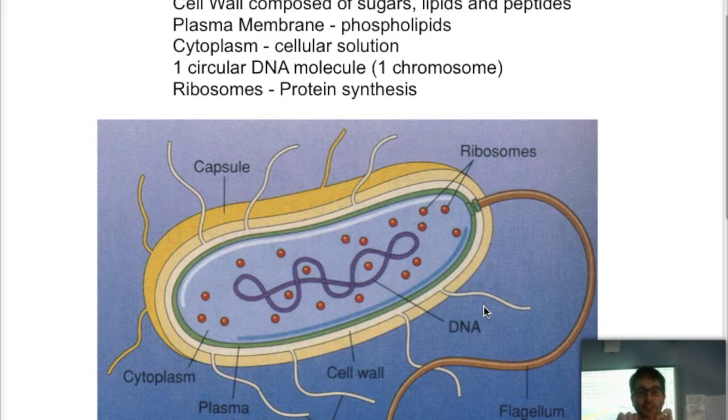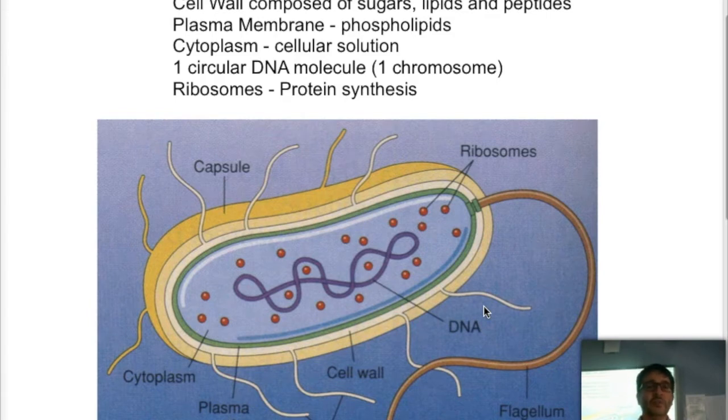You have a plasma membrane, which is actually composed of phospholipids, and that's really what most closely envelops the cell. The cytoplasm is the liquid part of the cell, and it's the cellular solution where all the reactions and processes are taking place. And it contains one circular DNA molecule as a form of genetic material. So it basically means that it has one chromosome, very different from that of eukaryotic cells like the ones that make us, that have many more chromosomes, plus they are not circular.